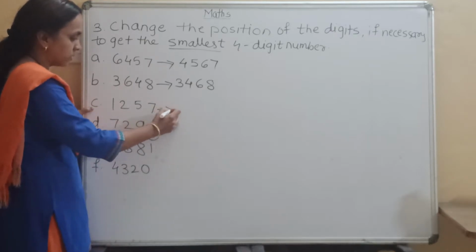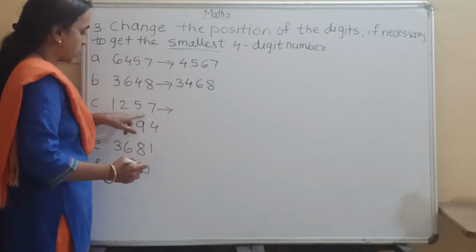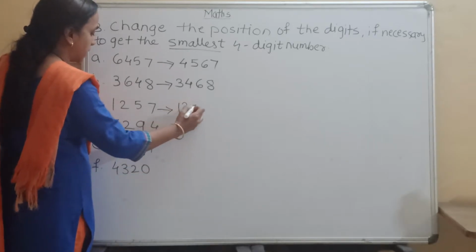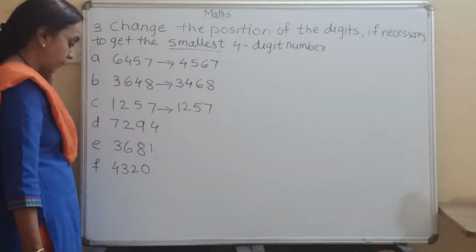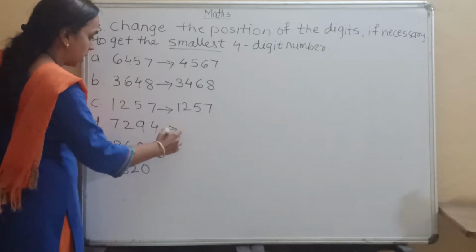Now see C question. 1257. So here no need to change any places. So our answer is what? The same number we have to write down. 1257.